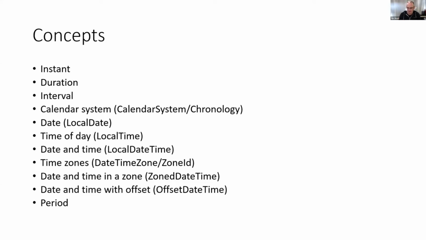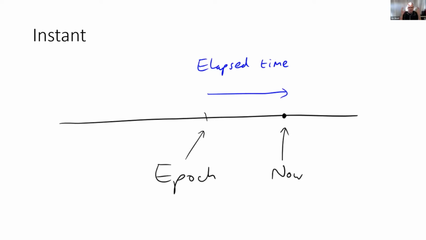So they're roughly split into two areas. One is machine time and one is civil time. And the first three concepts are going to be about machine time. So the sort of fundamental concept is an instant in time. Now, because we're not dealing with relativity, I'm going to say that an instant in time is universal.